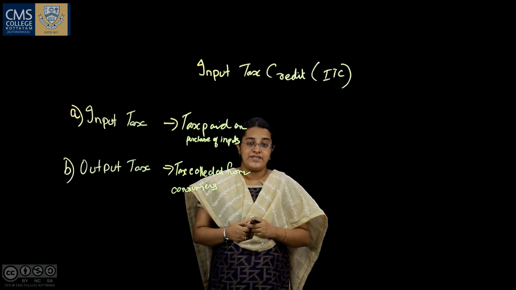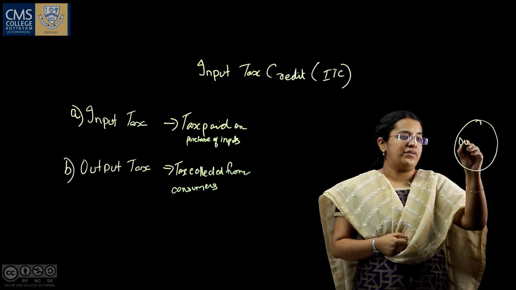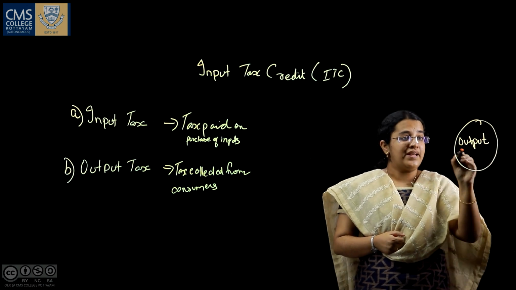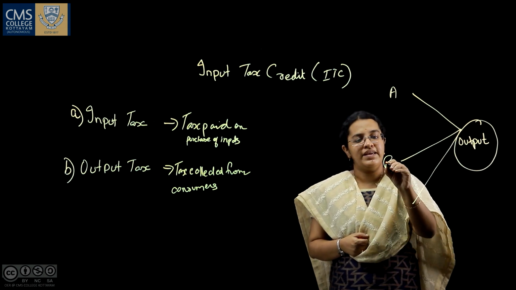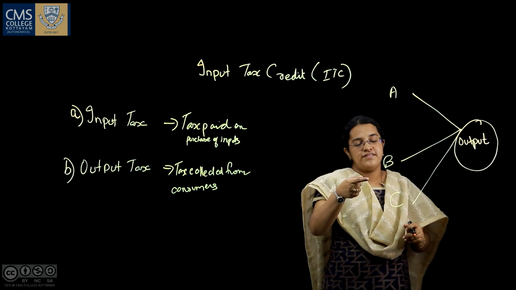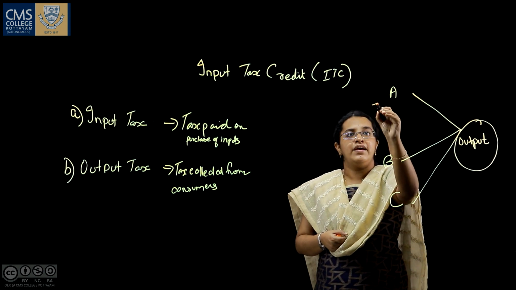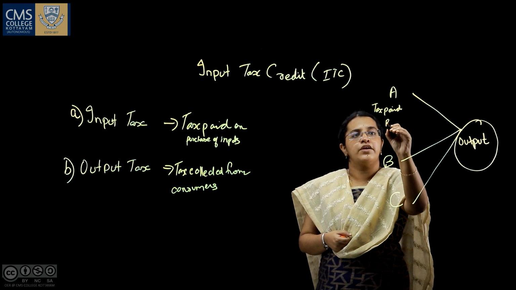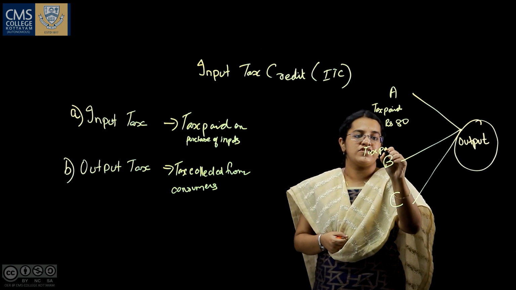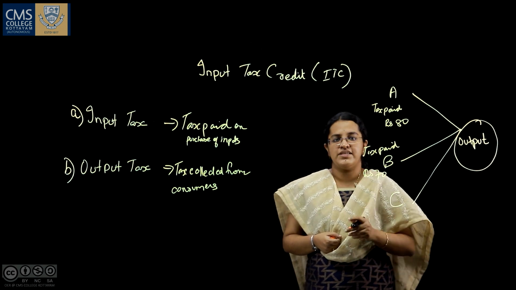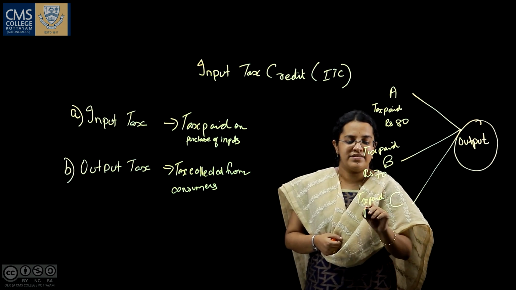Let's try to understand that better with the help of an example. Supposing this is your output, and to make this output, you needed 3 different kinds of raw materials, say A, B and C. And you purchase these 3 different raw materials from 3 different suppliers. When you purchased input A, you paid a tax of say rupees 80. When you purchased input B, you paid a tax of say rupees 70. And when you purchased input C, say you paid a tax of rupees 50.